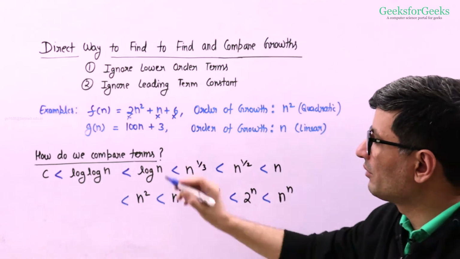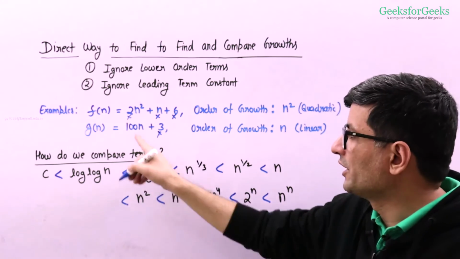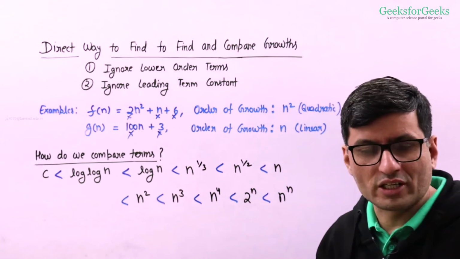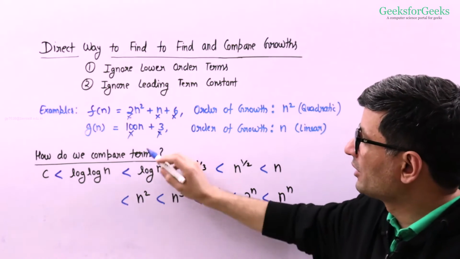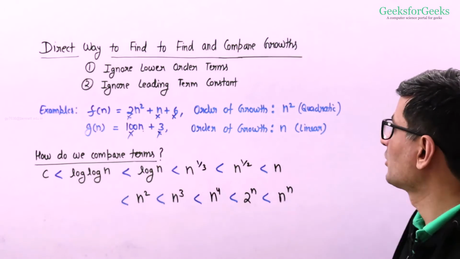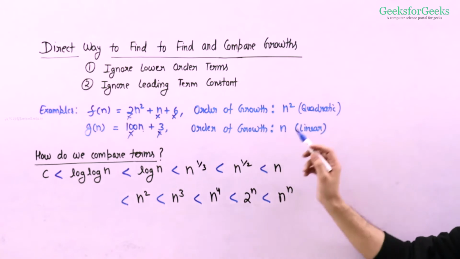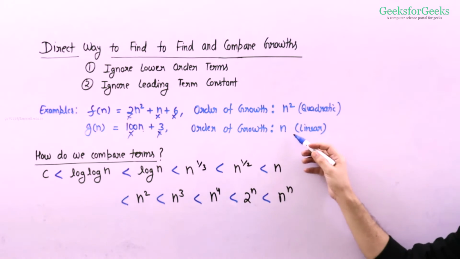Let's now see this example. We ignore the lower order term, constant is lower than linear, right? We ignore it and we ignore 100, which is the constant of the leading term. So the remaining thing is n. So order of growth of this function is n square, which is quadratic. Order of growth of this function is n, which is linear.